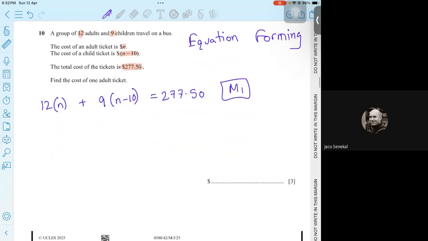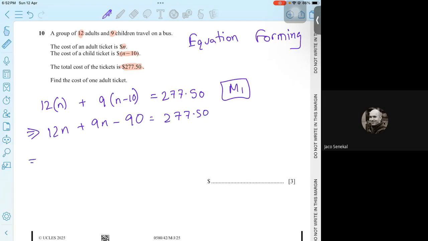Even if I have not finished this math, let's say I don't know how to open a bracket or I don't know how to find the value of N, even if I just wrote this, I already get 1 out of 3 marks. Okay. So let's see what else we can do. So the next step we should do is just to open the bracket. So that is 12N plus 9N minus 90 is equal to 277.50.